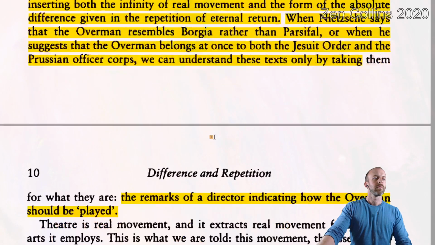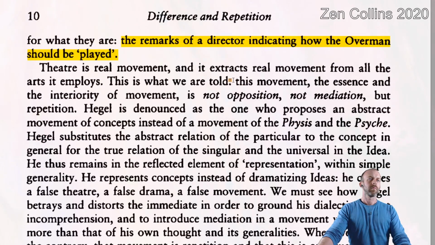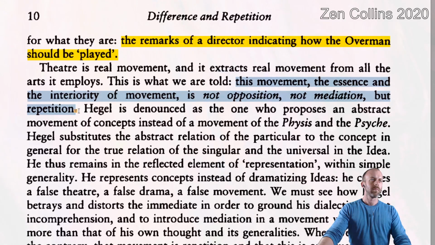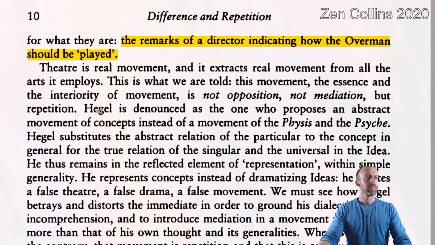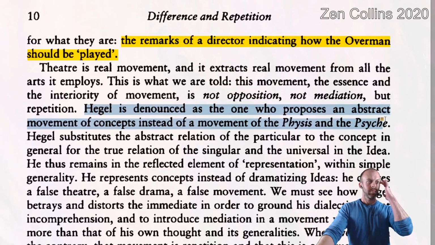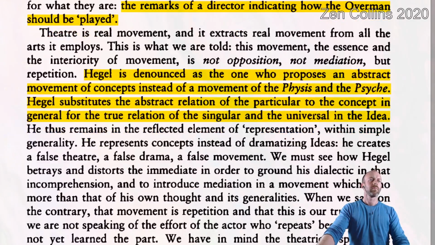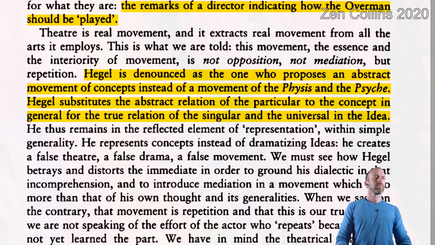This is what we are told: this movement, the essence and the interiority of movement, is not opposition, not mediation, but repetition. Hegel is denounced as the one who proposes an abstract movement of concepts instead of a movement of the physis and the psyche. Hegel substitutes the abstract relation of the particular to the concept in general for the true relation of the singular and the universal in the idea. He thus remains in the reflected element of representation.